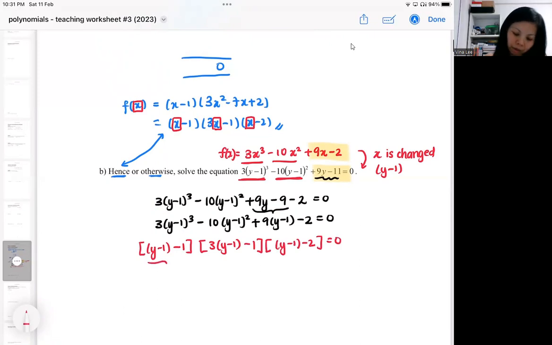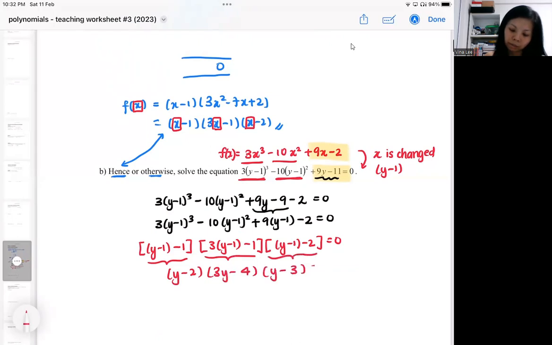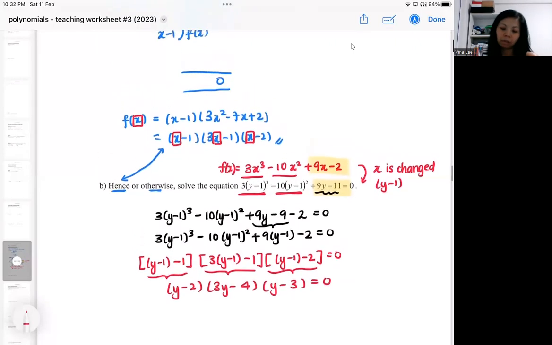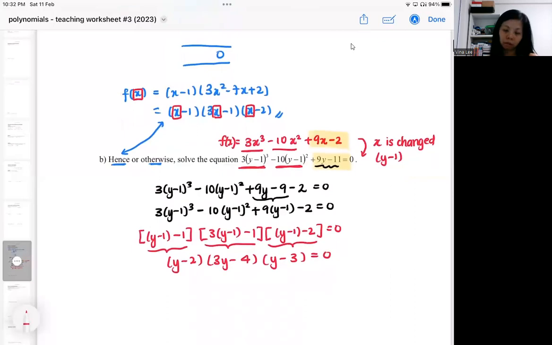From here, this will be one bracket. From here, this will be another bracket. And from here, you simplify, there will be another bracket. Because I use the previous answer, I go through a shorter way of factorizing. So eventually, I still get the three brackets, which allow me to solve.